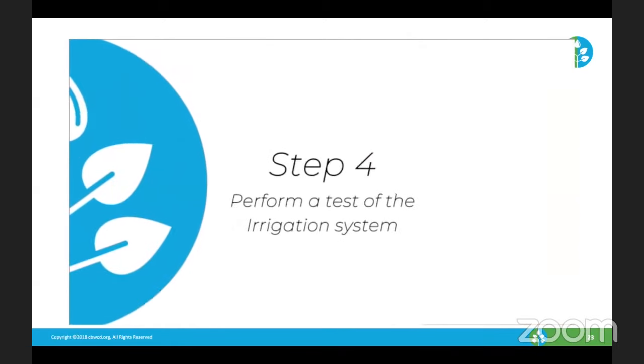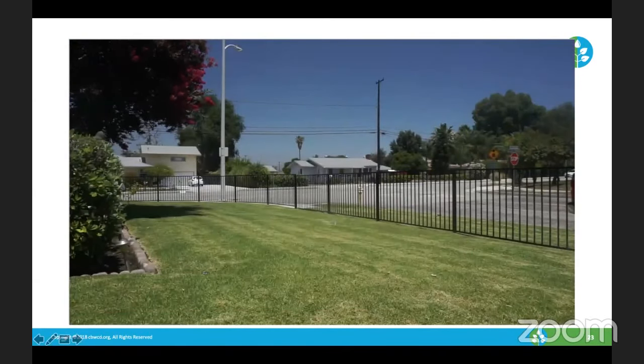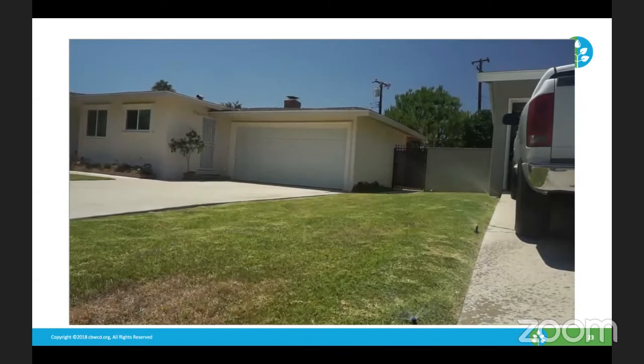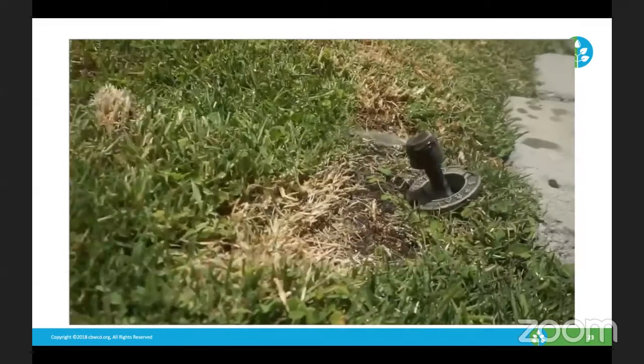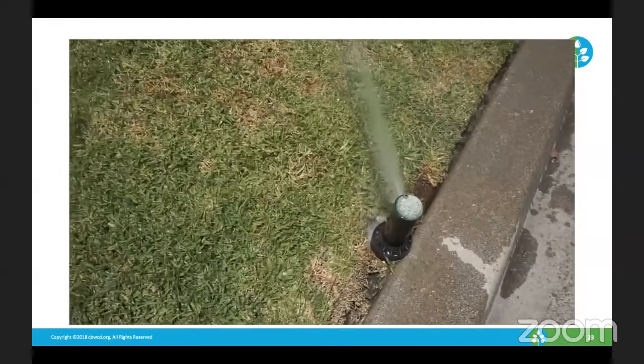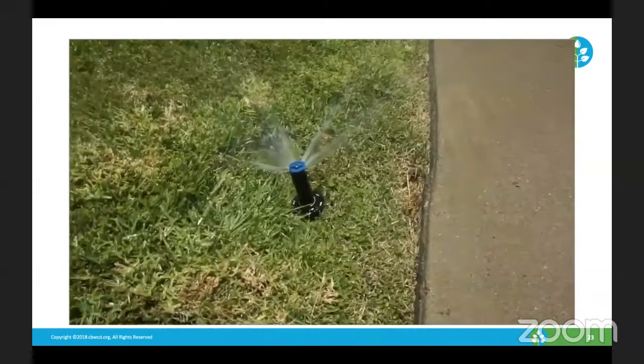Step 4, perform a test of the irrigation system. So as we turn on the irrigation system, it's best to give it about 5 to 10 seconds until the zone is completely pressurized. We want to walk around and check for any inefficiencies. We want to repeat that again from zone to zone. So this one here, we seem to have some issues with runoff, as well as a sprinkler that's not only clogged but tilted. Here's an example of a broken rotor. The seal's broken, as well as another sprinkler that's turned and tilted.